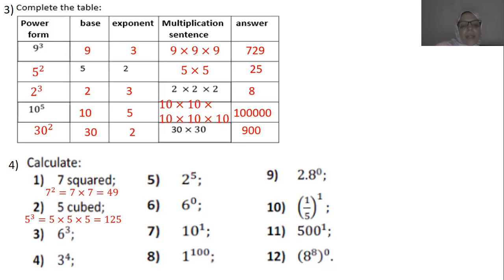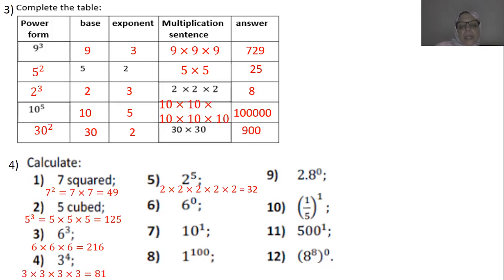In the third one, 6 cubed. How do we write it? 6 multiplied by itself 3 times. So 6 times 6 times 6, the answer is 216. The fourth one, 3 to the power 4. 3 is multiplied by itself 4 times, so it will give us an answer which is 81. Now 2 to the power 5, it is written 2 multiplied by itself 5 times, so it's written 2 times 2 times 2 times 2 times 2, which is equal to 32.